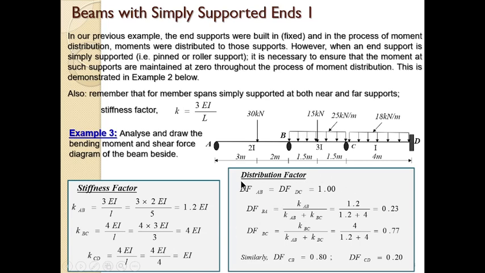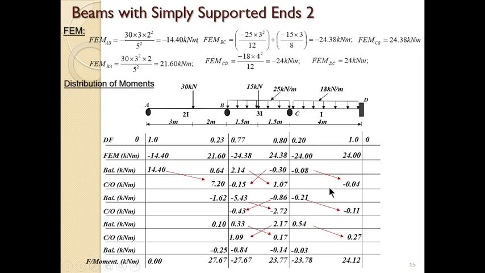The next thing is to calculate our distribution factor. Take note that this is support A. The distribution factor here will be 1. The distribution factor here will be 1. Where we need to calculate the distribution factor is at support B and at support C, where we calculate the distribution factor to be this and this.